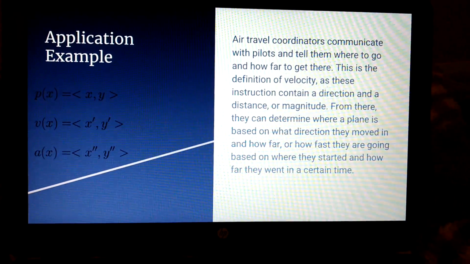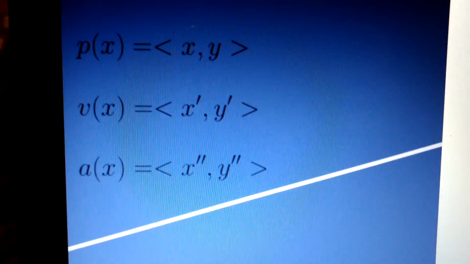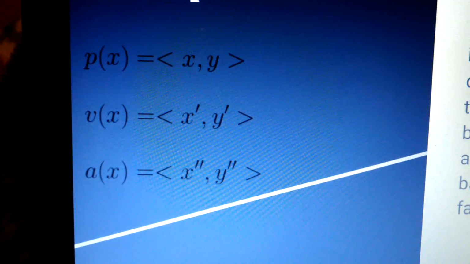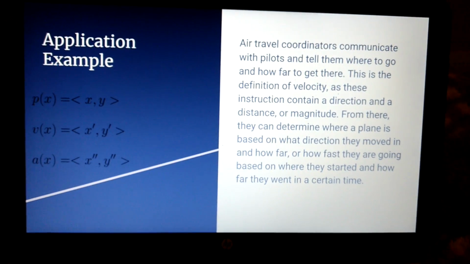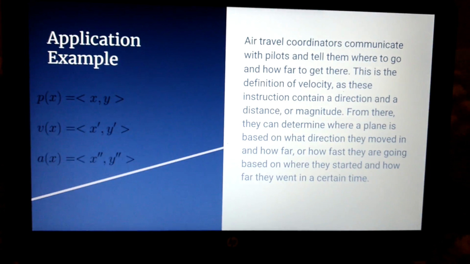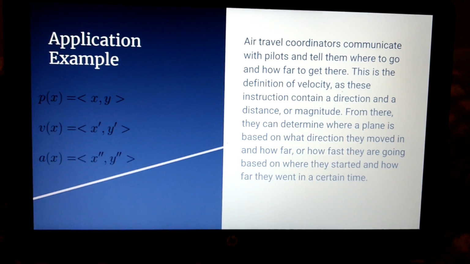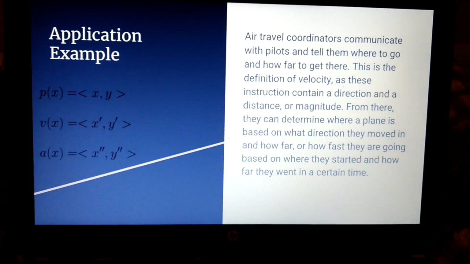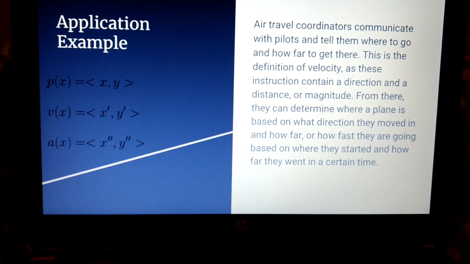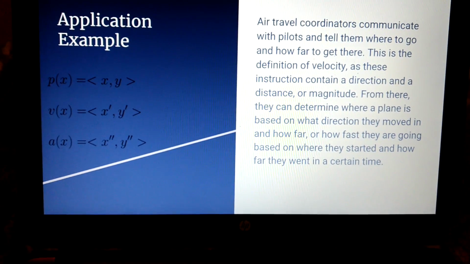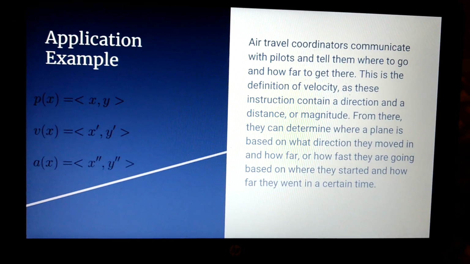So from there, they can take the velocity vector, which we see here, as v of x equals x prime, y prime, and they can either back up and find out the position of the plane by integrating that same vector and plugging in the points, or they can find out where or how fast that plane may be moving based on where they started and how far they went in a certain time.